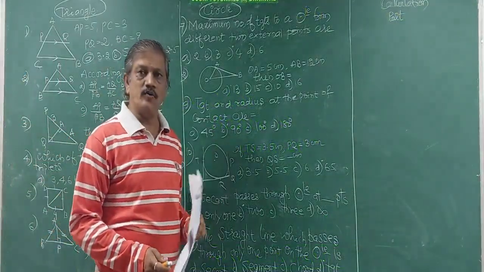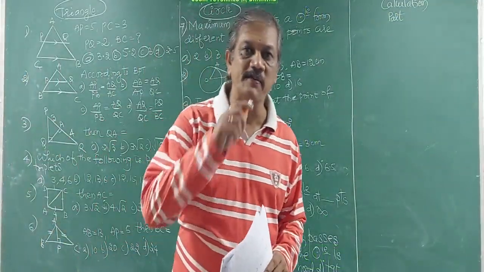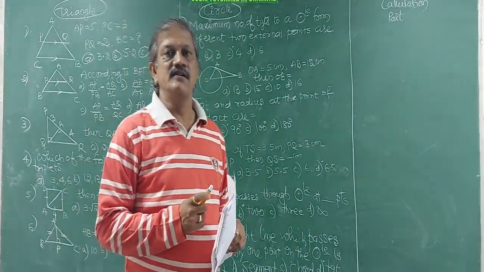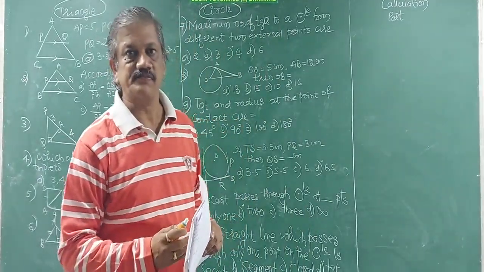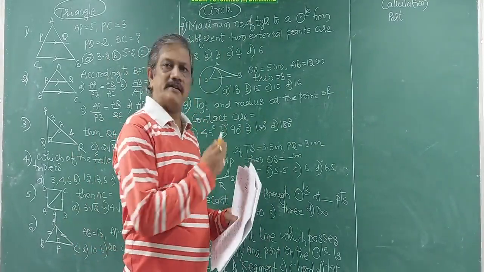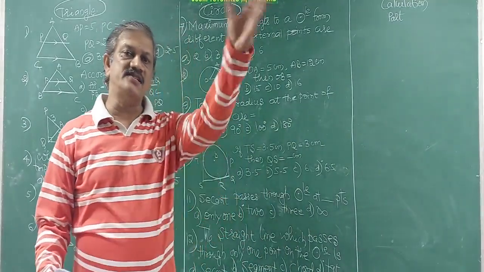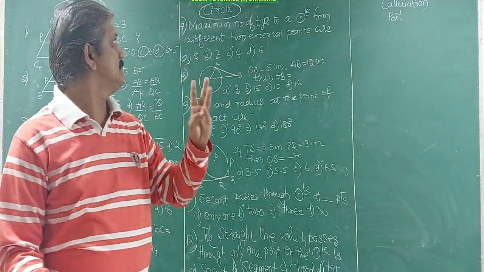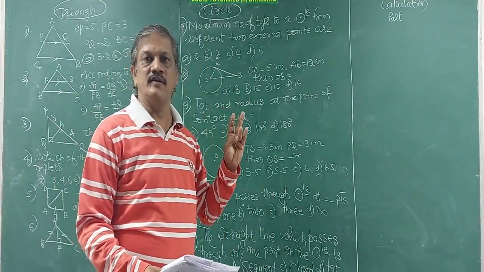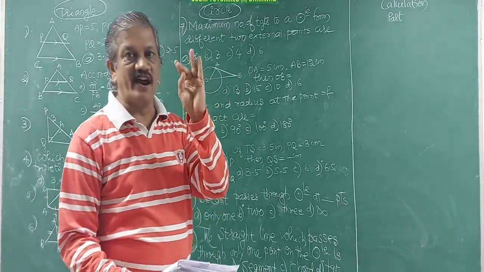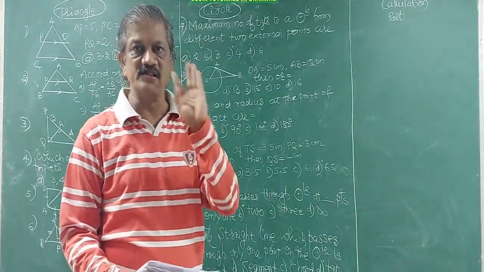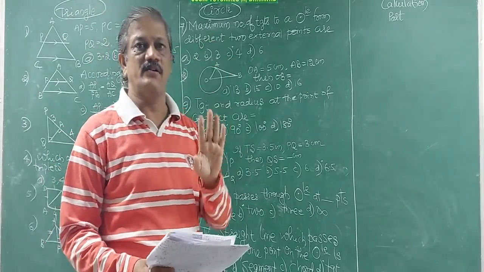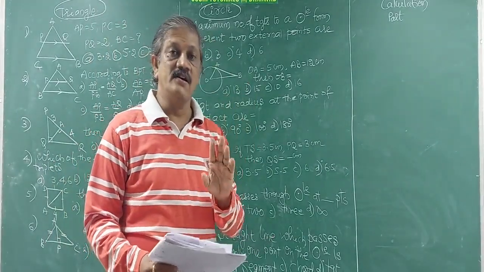Okay, students, now we are in the world of mathematics. We have completed physics and chemistry. And in mathematics, I start with geometry. That is a triangle, circle, surface area and volume. 3 chapters. Area related to circle is removed, not there in the syllabus.